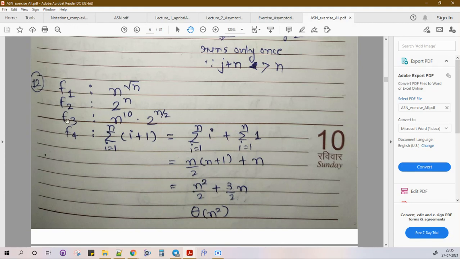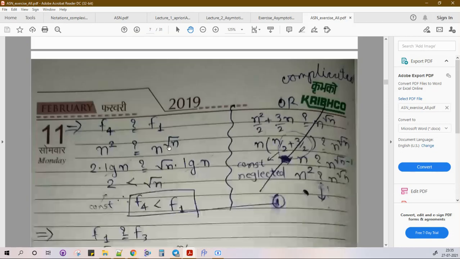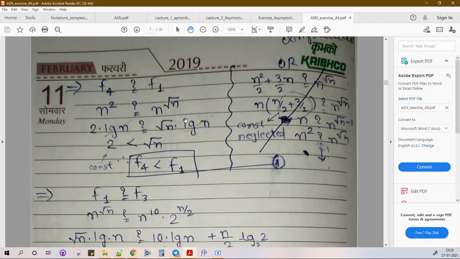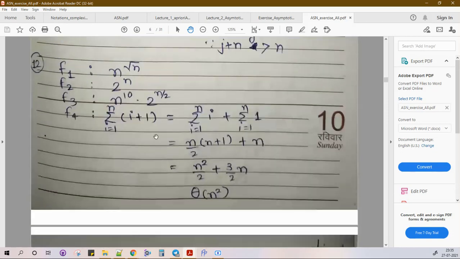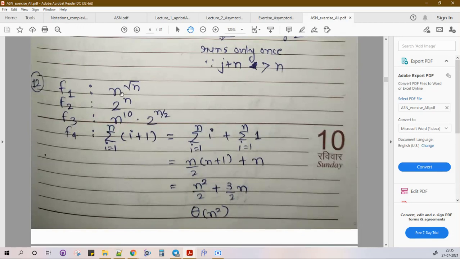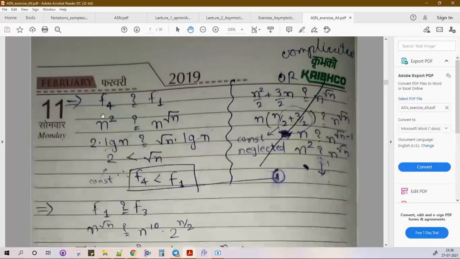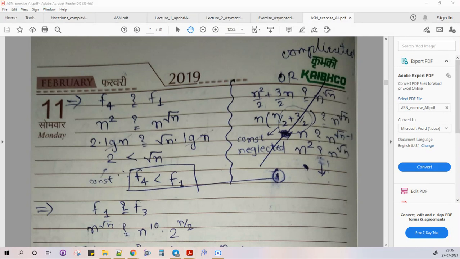So let's compare f1, f2, f3 and f4 one by one, right? Okay, let's compare f4 and f1 first, because it is looking like n to the power something and n to the power something, right? So let's compare f4 and f1. F4 is n square, f1 is n to the power root n, right? So from our knowledge base, we can directly say f4 is less than f1, because this is n to the power root n. Root n is greater than 2, right?